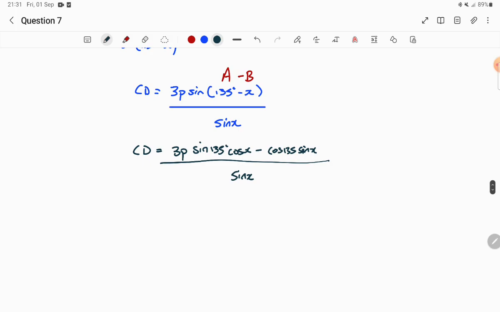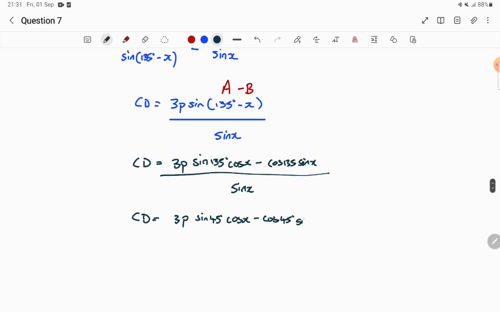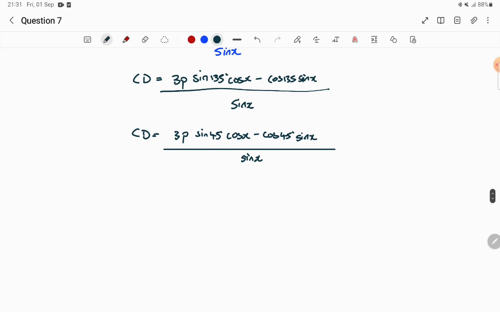So sine 135 and cosine 135, if we reduce that, sine becomes sine 45. It's in the second quadrant, so it becomes 180 minus 45. So we just reduce that, that becomes sine 45 degrees cos x, and cos of 180 minus 45, which is cos 45 degrees sine x, all over sine x. So now sine 45 and cos 45, those are our special angles.